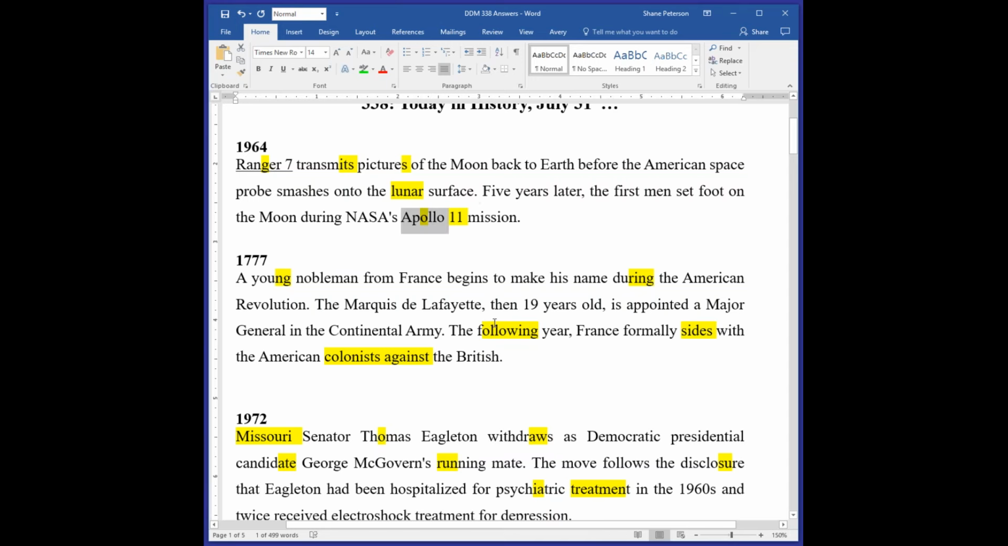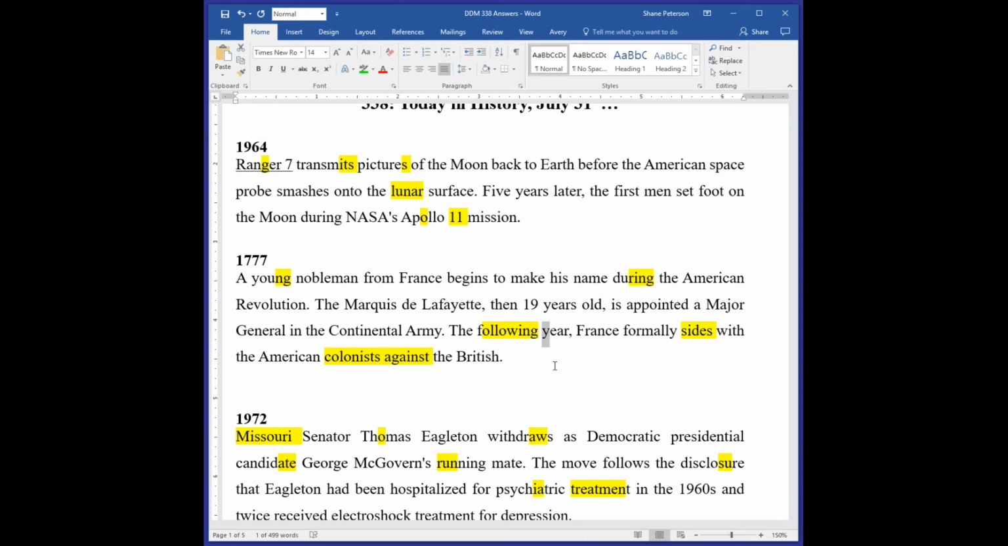Everybody pay attention here. This is interesting. I just kind of realized. Apollo, follow. Same pronunciation. Apollo, follow. Good. Now, following year? No, following year. Following year. Good. Put it together, Sydney. The following year.